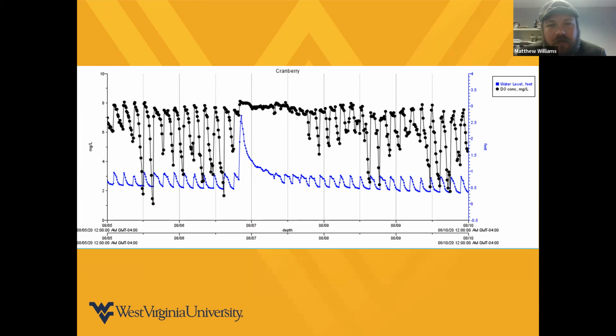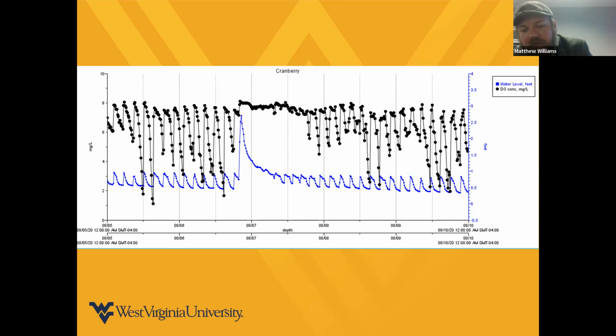One thing we noticed when we implemented these along the Cranberry Creek subwatershed, if you notice there, the water level track in blue, we see all these dips and dives at regular intervals. And then we see the dips and dives in the dissolved oxygen. We found out that a separate local water utility was having some issues with their discharges. And this allowed us to realize that the water level there was corresponding with their discharges.